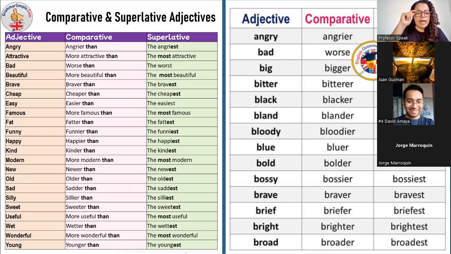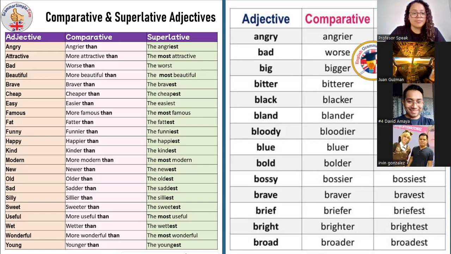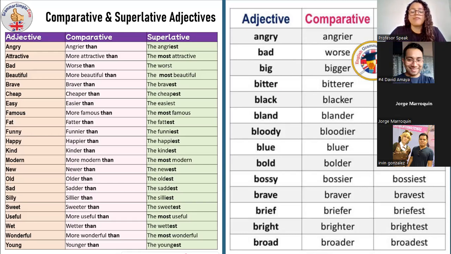Okay. Blander. Bloodier. Bluer. Bolder. Bossier. Braver. Bright, brighter. Broader. Very good.